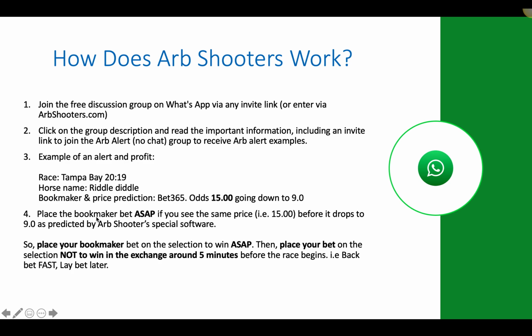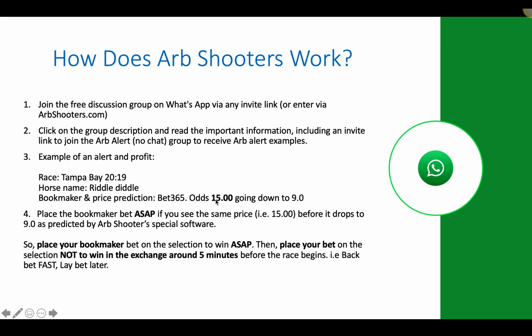So then we go ahead and place the bookmaker bet on the horse to win as soon as we see this, as soon as possible. And if we see the same price of 15, we go ahead and place that bet because we know it's going to drop to 9. So let's take that value as soon as we can.